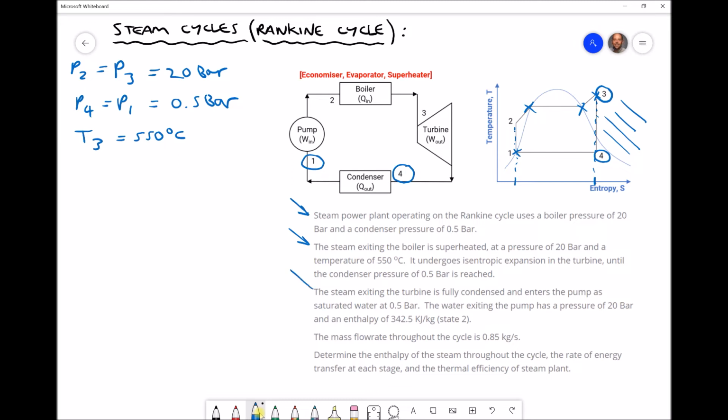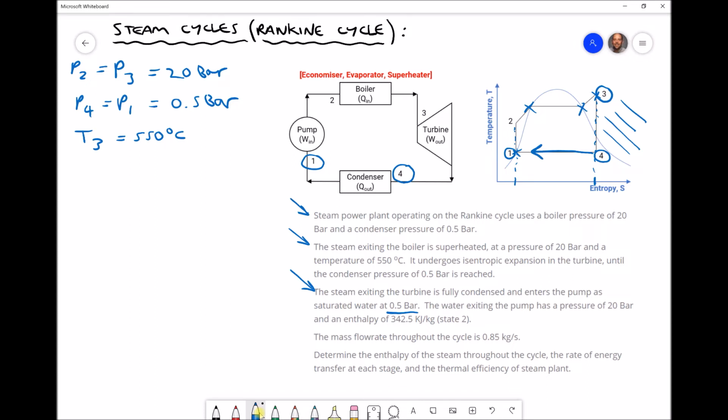Okay, so the steam exiting the turbine is fully condensed. Well, once again we know it's fully condensed because as we go from position 4 to position 1, position 1 sits on the wet saturated vapour line, so we know we have saturated water at position 1. So the steam exiting the turbine is fully condensed and enters the pump as saturated water at 0.5 bar. Once again we're confirming P1 is 0.5 bar and we have saturated water at position 1.